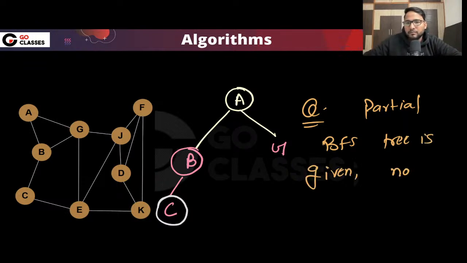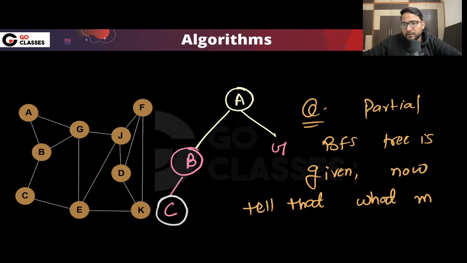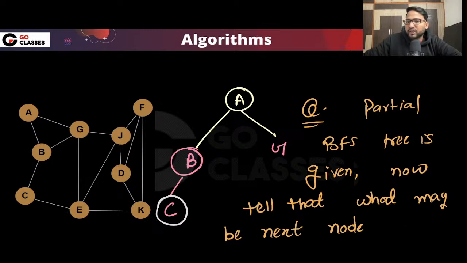Now tell me what may be the next node to DQ or to pop. Okay, tell me what may be the next node to pop or DQ. You can say maybe G, right?